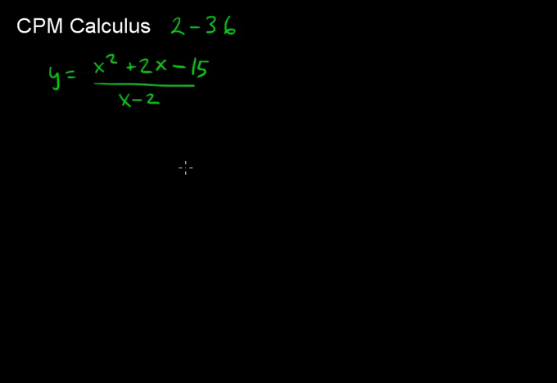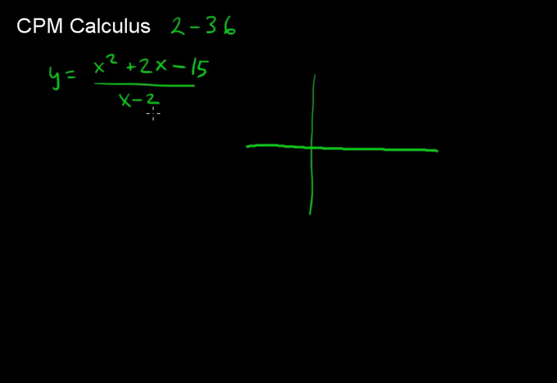So here's CPM Calculus Chapter 2, number 36. We're asked to write a thorough description of this function y equals x squared plus 2x minus 15 over x minus 2, include a slope statement, a complete set of approach statements, and describe its end behavior. Before we get into this, let's look at our axes, x and y axis.